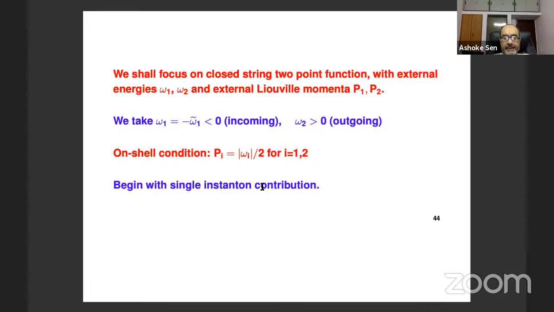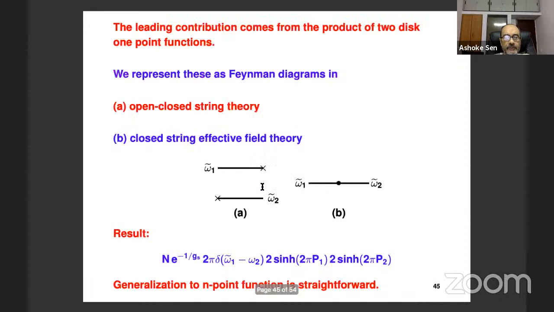So we'll begin with the single instanton contribution. The leading contribution comes from the product of two disk one-point functions. Here I have written this. This is the description in the open closed string field theory, and it translates to this particular composite Feynman diagram in the closed string effective field theory, because you are supposed to join these two closed strings into a single vertex. This result was computed by BRY, and it is given by this. This can be computed from the Liouville theory.